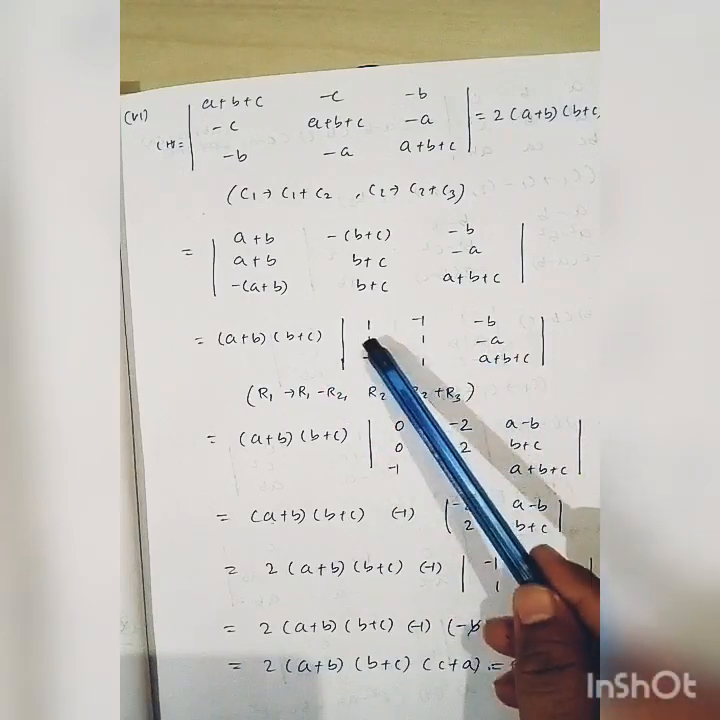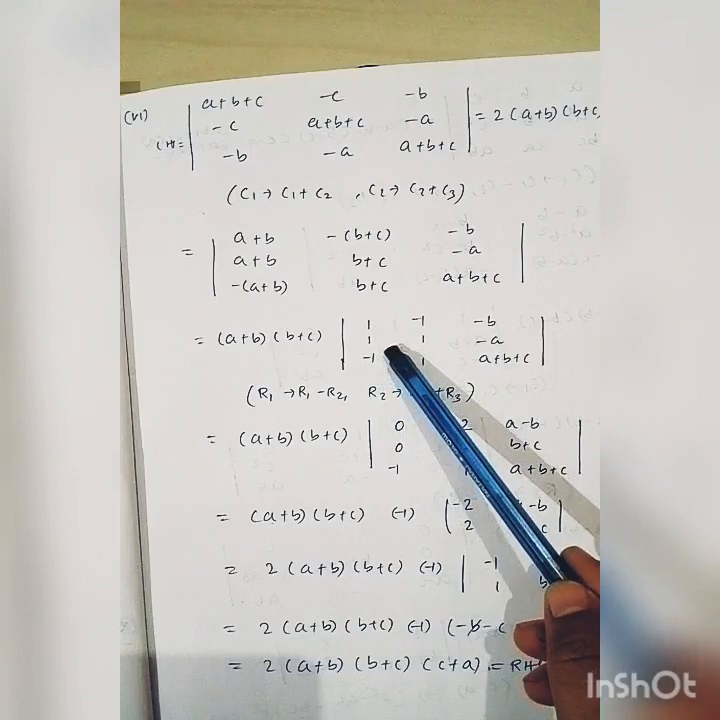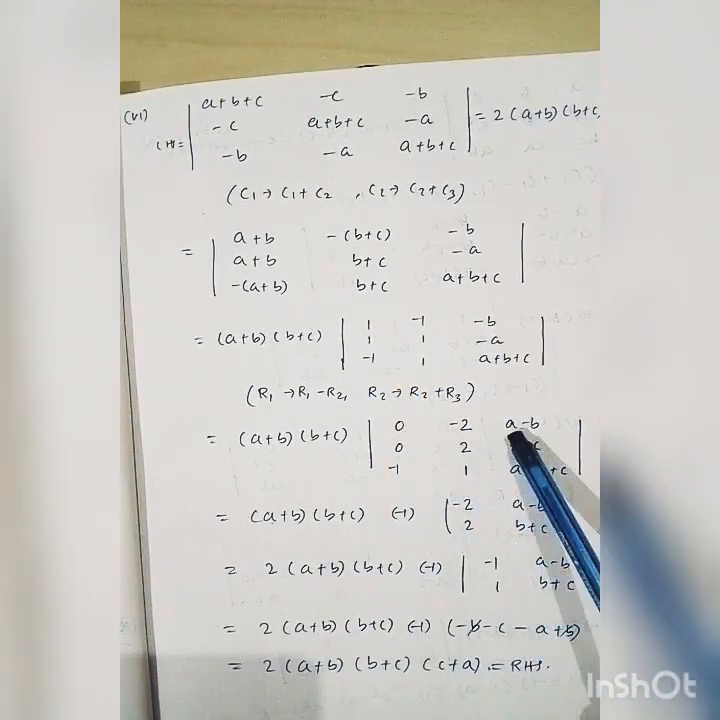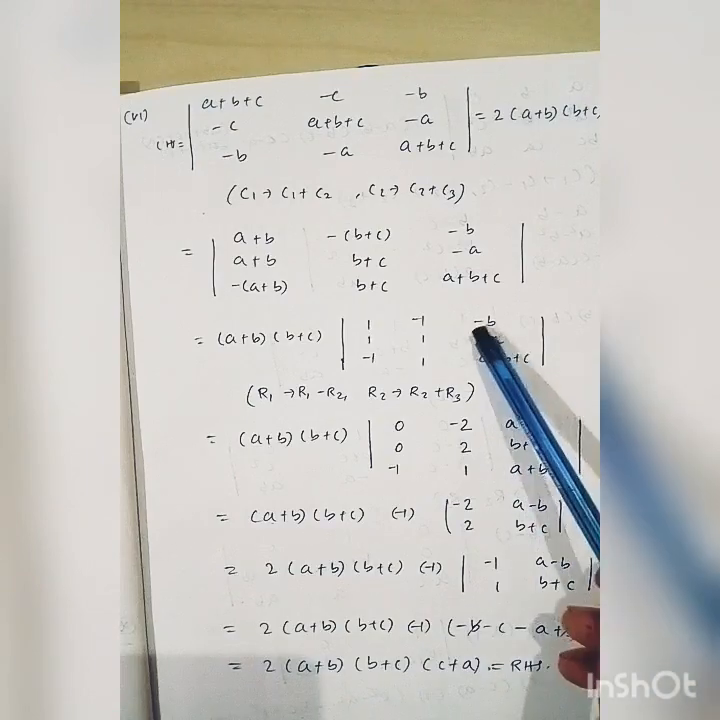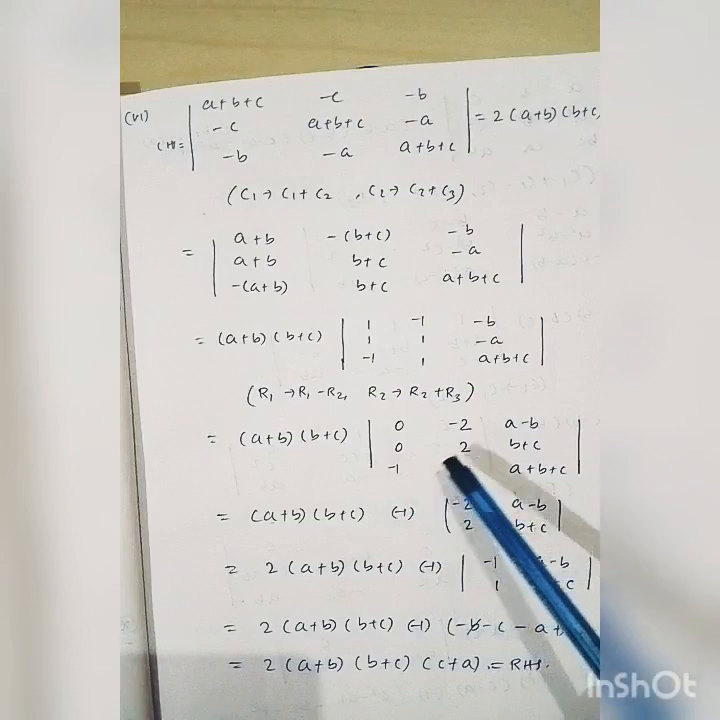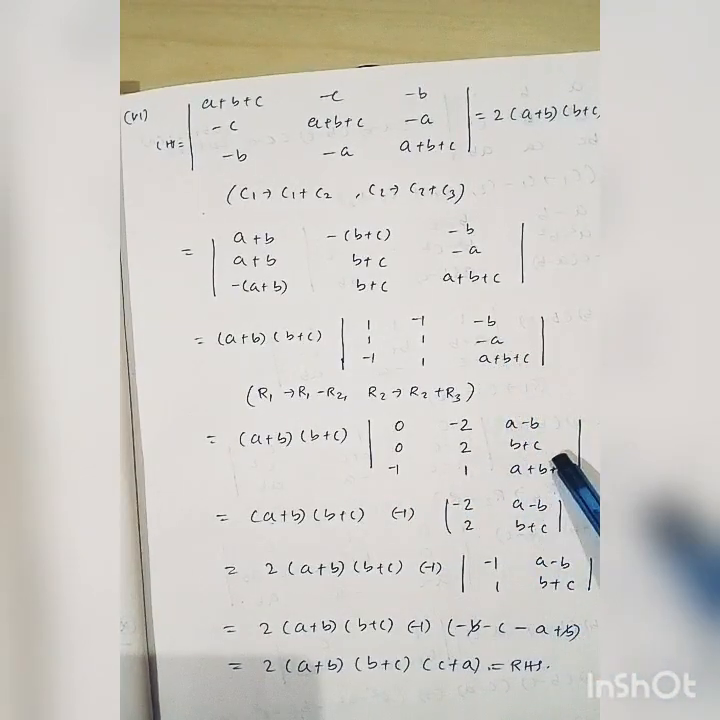Now we have to reduce any two elements of row 1 column 1 to 0 to evaluate this determinant. So use the property r1 minus r2 and r2 plus r3, since it is minus 1. By applying this, it is 0, it is minus 2. Again minus b plus a, it is a minus b. Similarly row 2 plus row 3, 1 plus minus 1 is 0, 1 plus 1 is 2. Again minus a plus b plus c, that is b plus c.